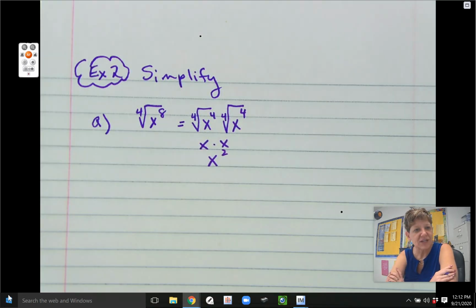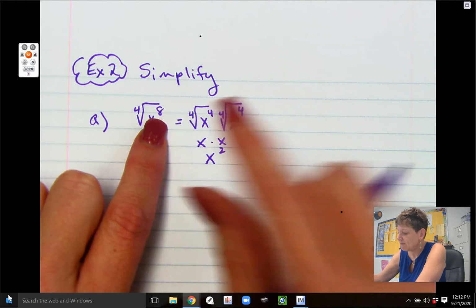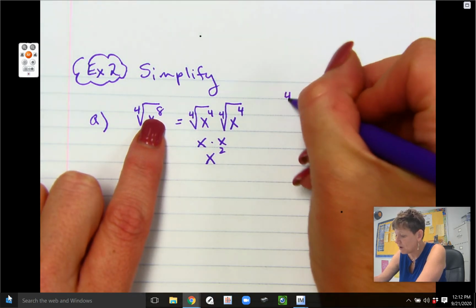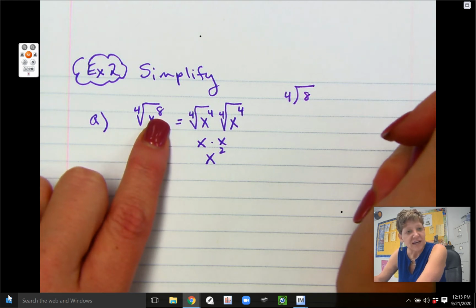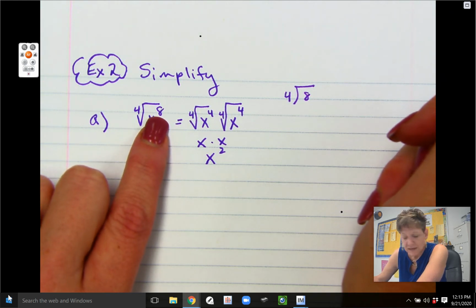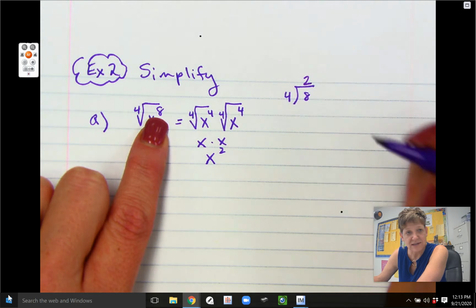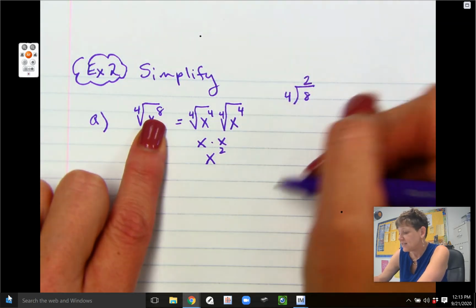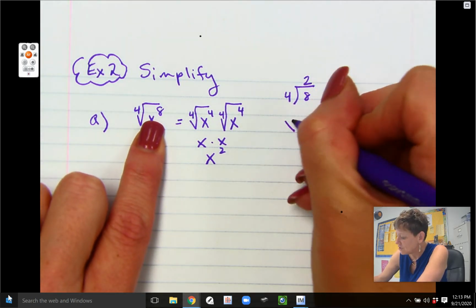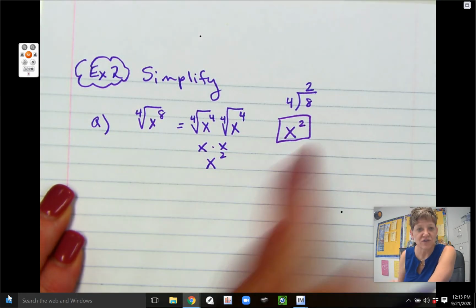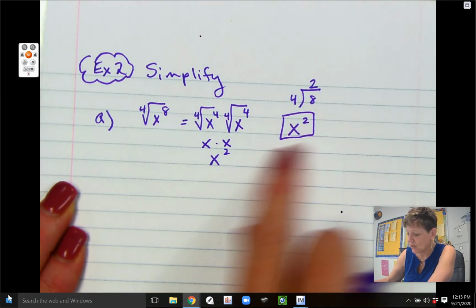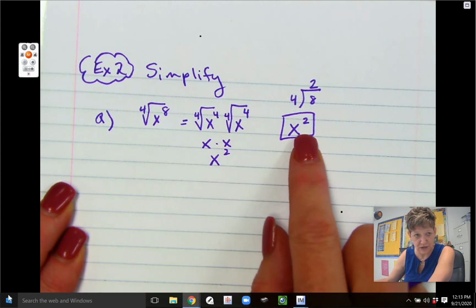But there's a much easier way to do the problem than that. And that is, if you ask yourself, how many times does 4 go into 8? So you take your index and divide it into that exponent. And so it goes in twice. And it goes in nicely without any remainders, so your answer is just x squared. 4 goes into 8 twice, so your answer is x squared. So that's kind of a shortcut. Here's the long way, and this is the shortcut.